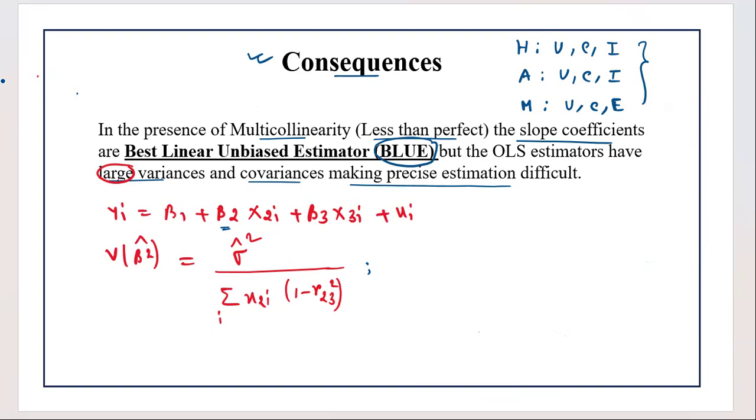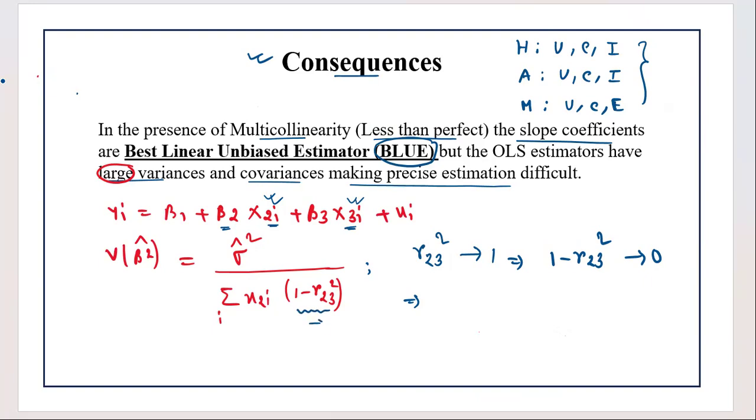Now, under less than perfect multicollinearity, what will happen? R23 squared will be very high, since R23 is the correlation coefficient between the variables x2 and x3. Since x2 and x3 are correlated with each other, R23 squared will be very high, right? Under perfect or less than perfect multicollinearity, these two variables will be correlated with each other, and hence the square of the correlation coefficient between x2 and x3 will be very close to 1. This will be a very high number, which basically means 1 minus R23 square will tend to 0. Which basically means what?